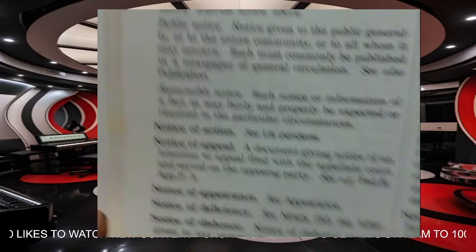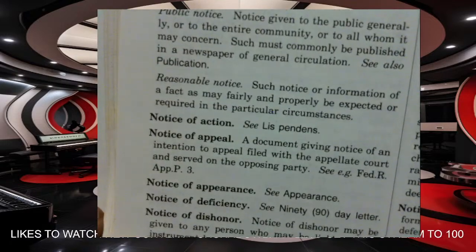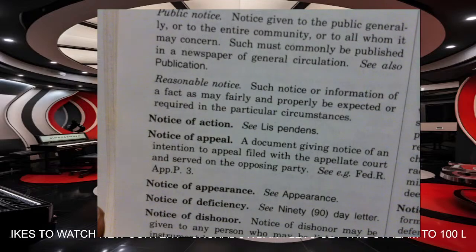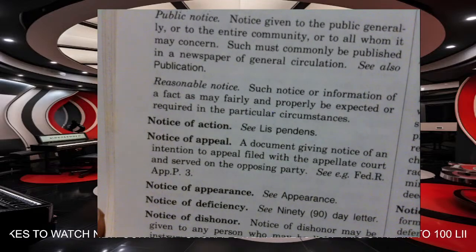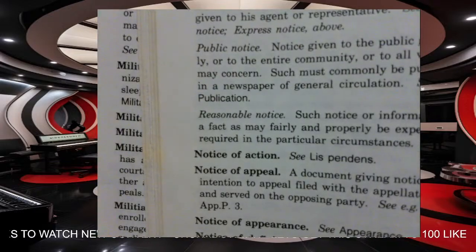Alrighty, notice of appeal. A document giving notice of an intention to appeal filed. Are we going to look up define appeal? Never mind.